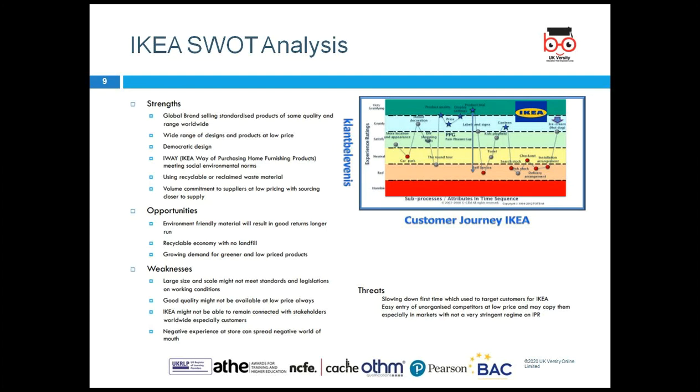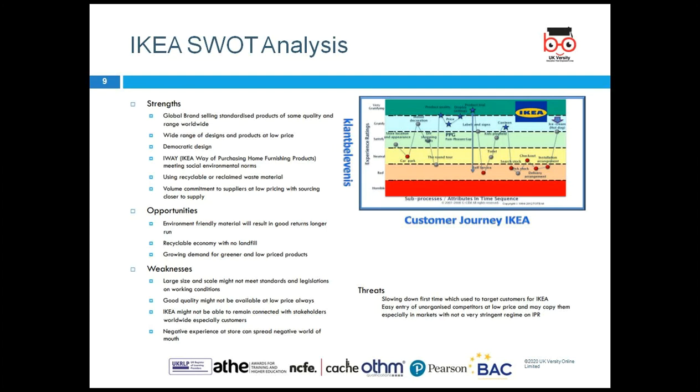If you're a member of IKEA Family. So weakness is the large size and scale, which might not meet the standards and legislation on working conditions. Sometimes it can be a problem. Good quality might not be available at a lower price. Yes, it's sometimes difficult. So IKEA might not be able to remain connected with the stakeholders.